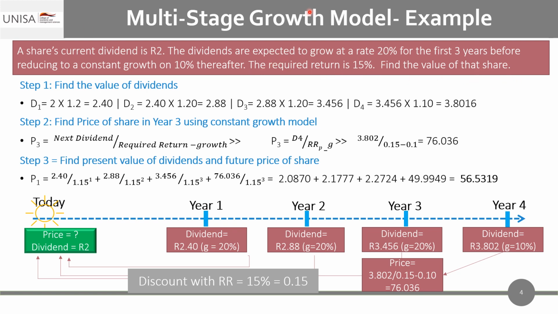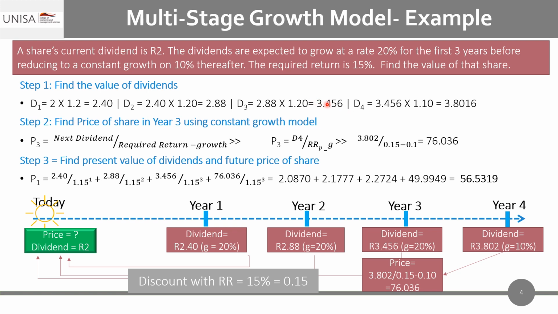So now you can see that we have two growth rates. A high growth rate, which is 20% for the first 3 years, and then a constant growth rate of 10%. In this case, the dividend behavior is shown in our step 1. So we are told that the last dividend was 2 rand, so it's grown by 20% in year 1, which gives you 240. 240 is grown by 20% in year 2, gives you 288, which is grown by 20% in year 3, gives you 3456. So the high growth period ends at year 3.